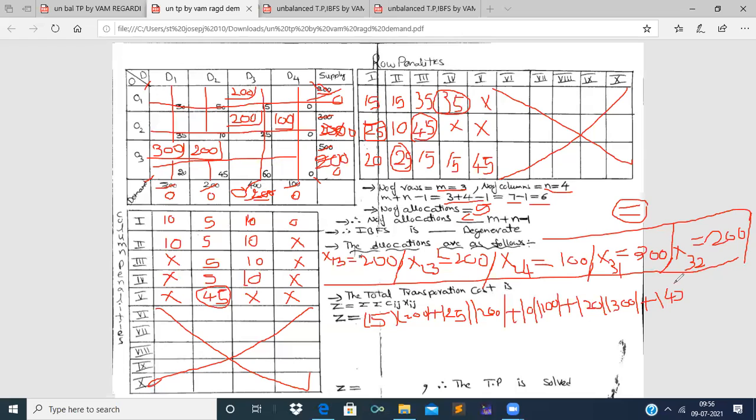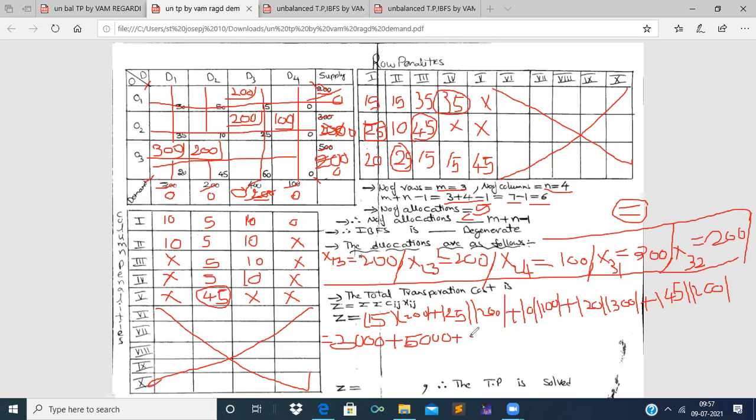45 into 200, right? Now let us write the product is equal to 15 into 200. 15 twos are 30, 30 followed by 2 zeros, that is 3000. Now plus next 25 into 200. 25 twos are 50, 50 followed by 2 zeros.